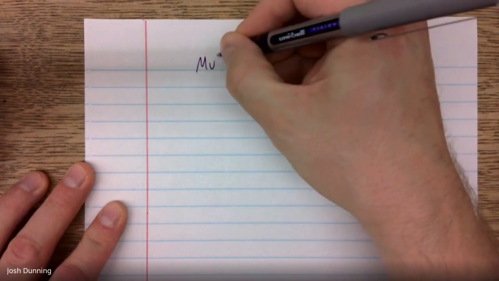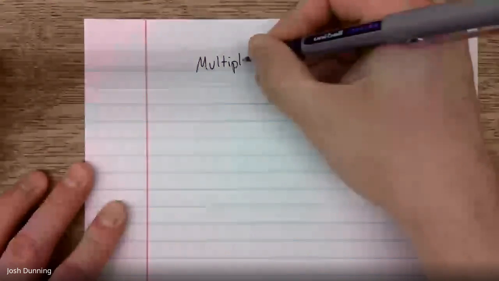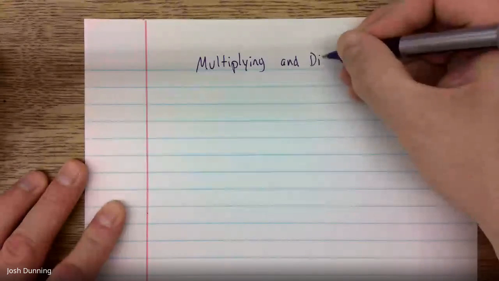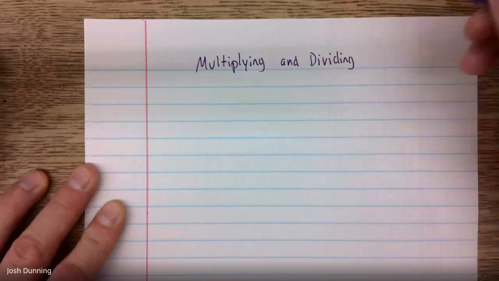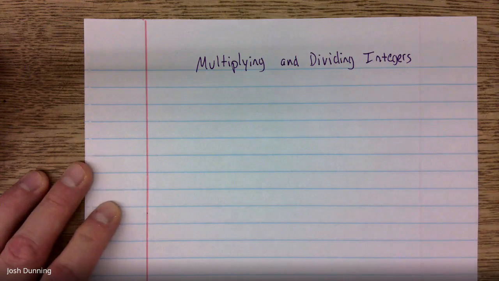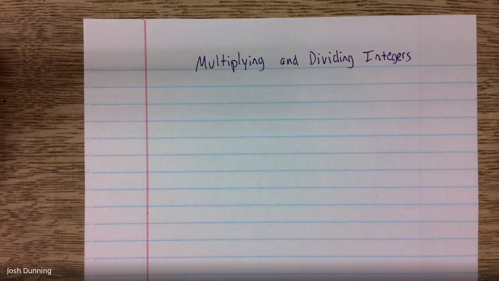All right, today you're going to look at multiplying and dividing integers. Now remember, an integer is just a whole number, but it also has the negatives. So really, we're just going over the rules for multiplying and dividing with negatives.